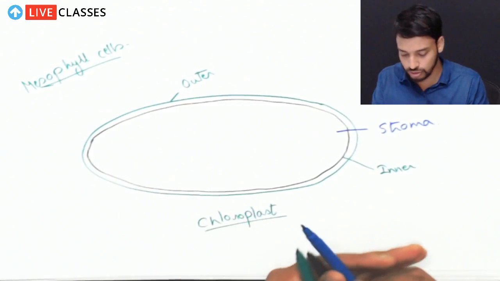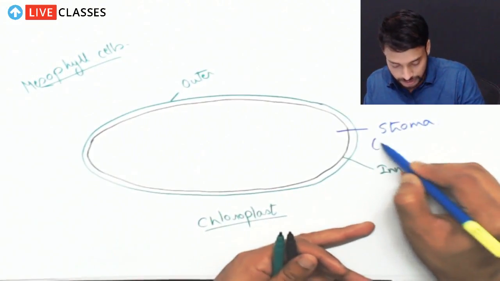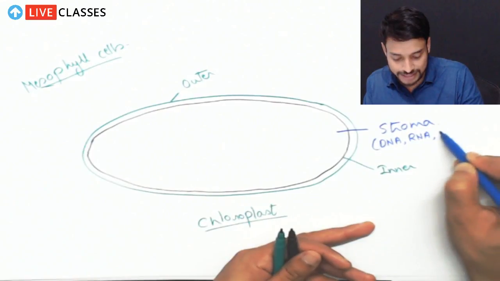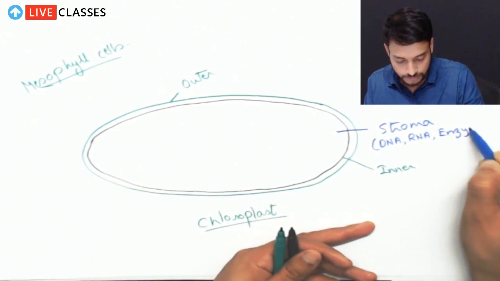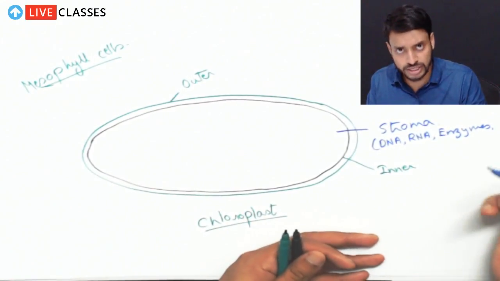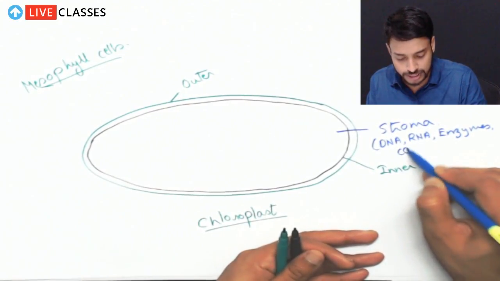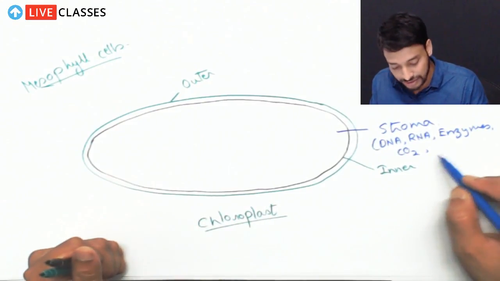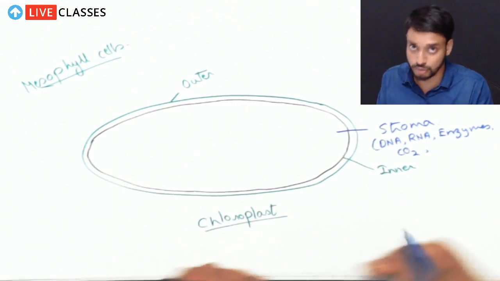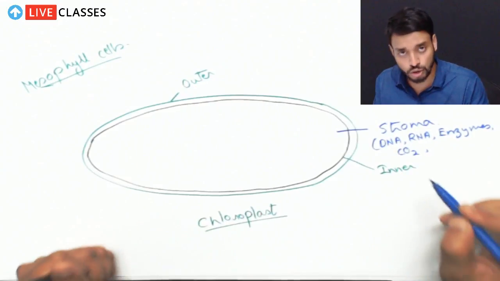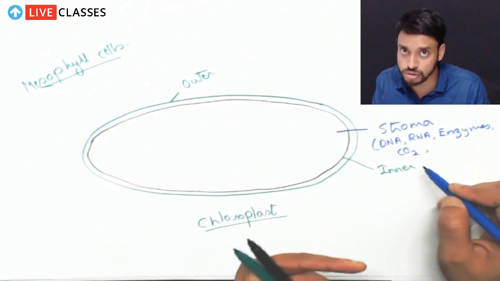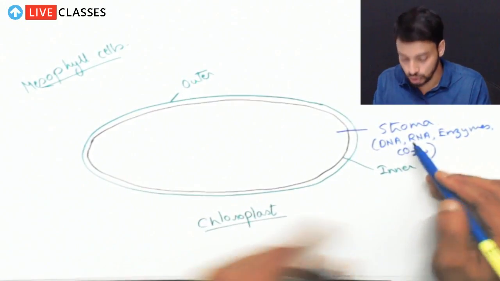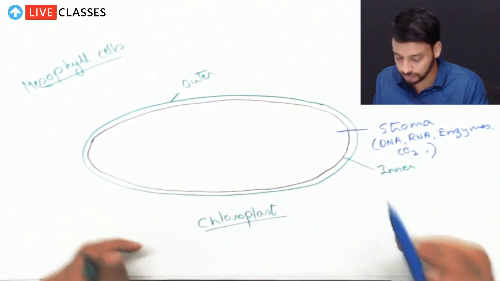So can we write it down? There is DNA, we have RNA, we have enzymes, correct? We have various proteins, we have carbon dioxide assimilation, and also we have certain ribosomes over here because they help in the process of protein synthesis. There are fat globules, there are starch granules. So all these components are majorly present in the stroma. So this is the fluid medium.